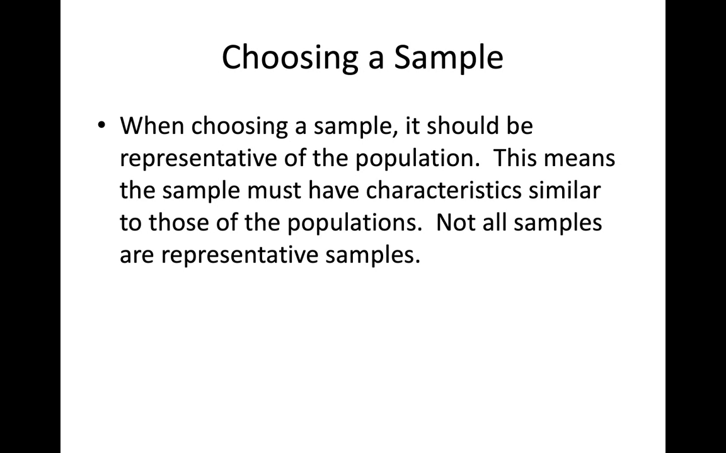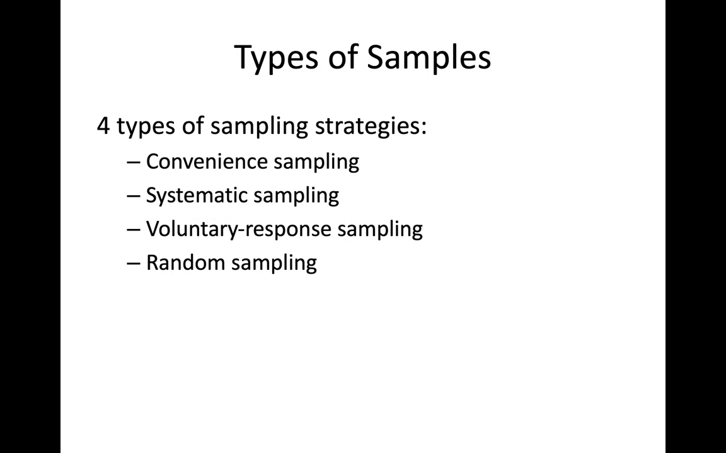So how do we figure out how to get a representative sample? Well, there are different types of sampling strategies, and we're going to look at 4 of them. These are the 4 types of sampling strategies that we're going to look at for the sake of this class. Not all of these are going to give you a very representative sample each time, but these are good strategies. Some are better than others. Convenience sampling, systematic sampling, voluntary response sampling, and random sampling.